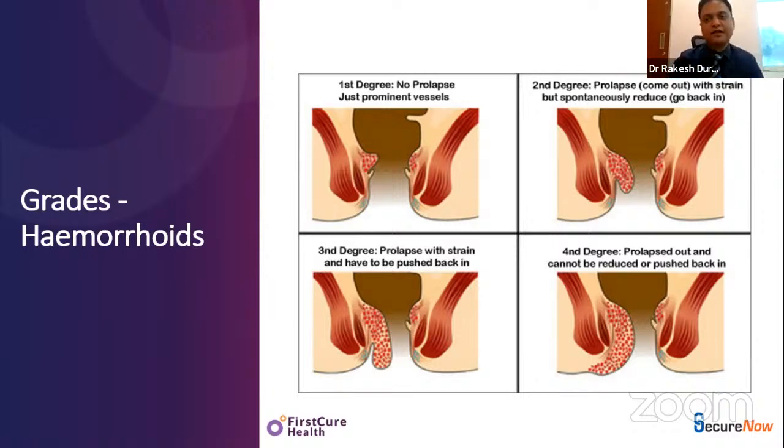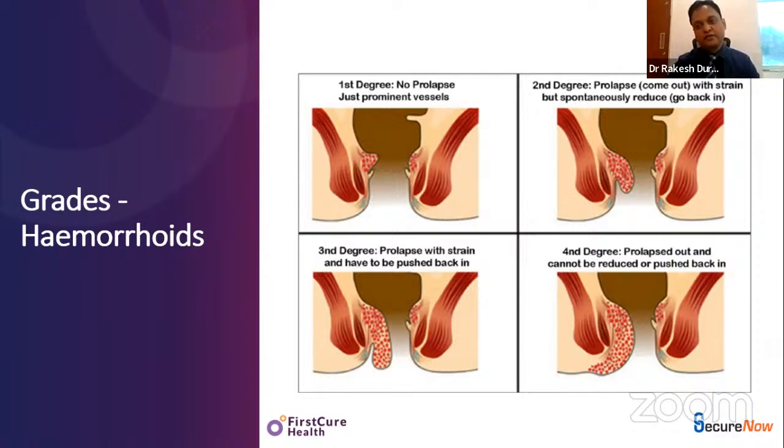Now comes grade 3, where surgical intervention is 100% required. If the bleeding is too much, even in grade 2, then again I insist that surgery is required, or you need to seek attention from a surgeon or a proctologist. In the third grade, there is a prolapse with the strain and it has to be pushed back in. It has come out, but somehow you have to push it back. Then only it will go in, and then only you get relief, or else it becomes a painful job for you. So that is the third grade of the hemorrhoids.